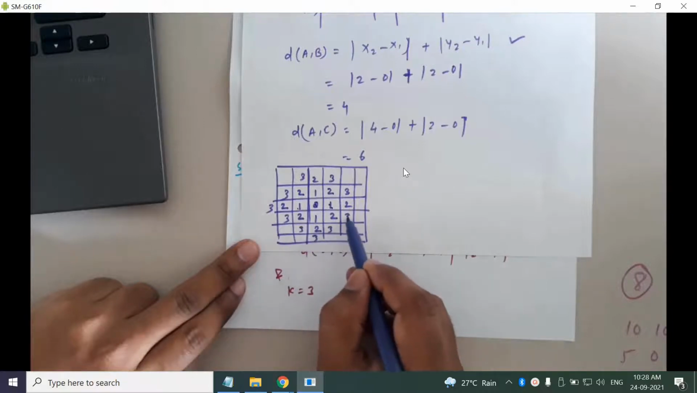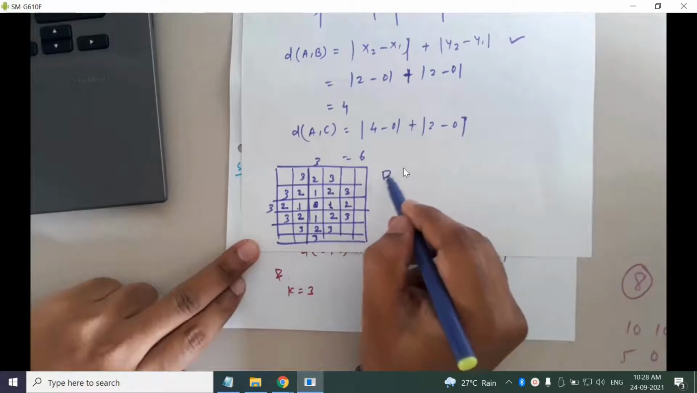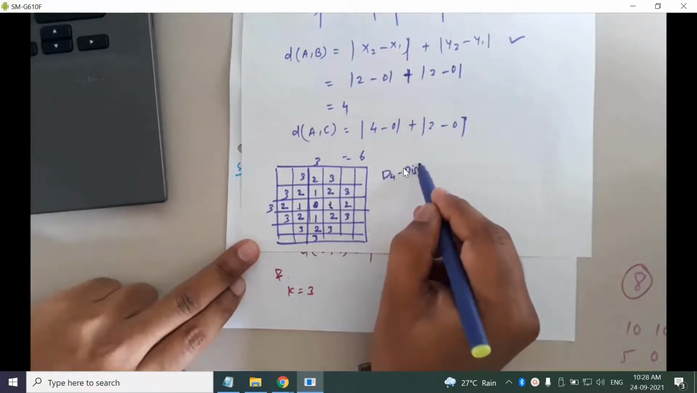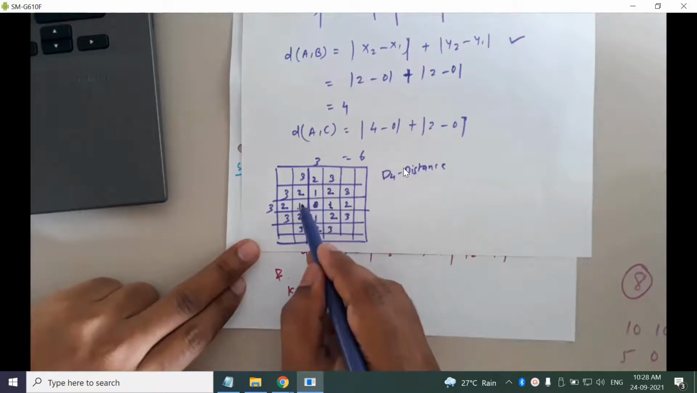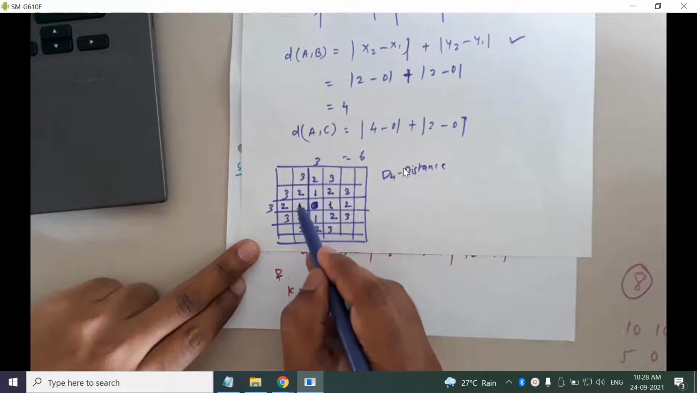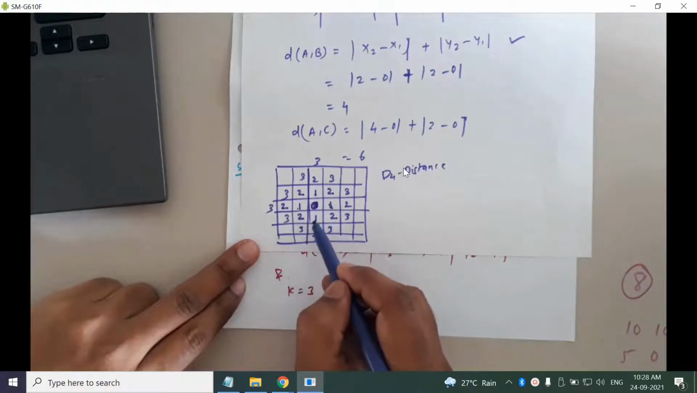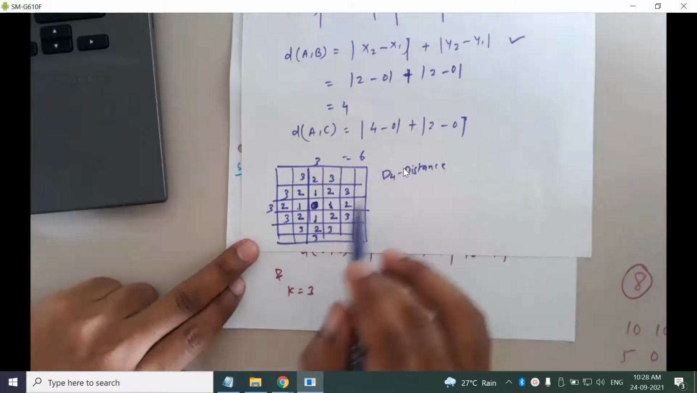So you are getting a diamond like structure, right? That's why this is also known as D4 distance. Why D4 distance? Because you get 4 neighborhood. These are the 4 neighborhood of this point. Remember the name: this distance is also known as D4 distance.